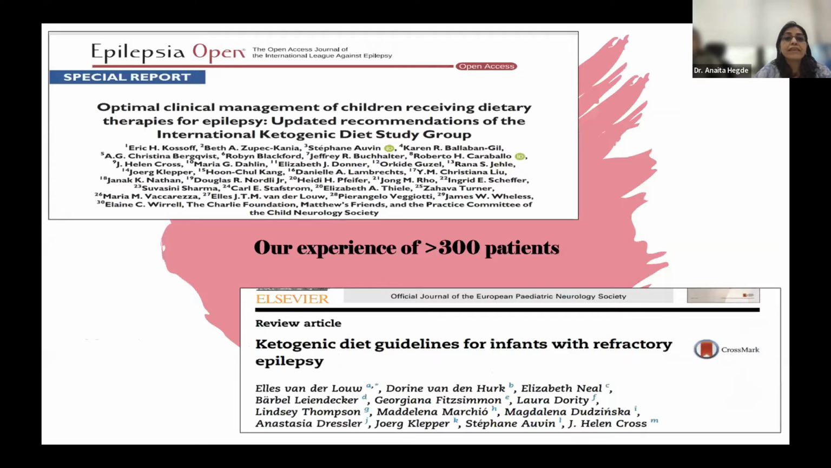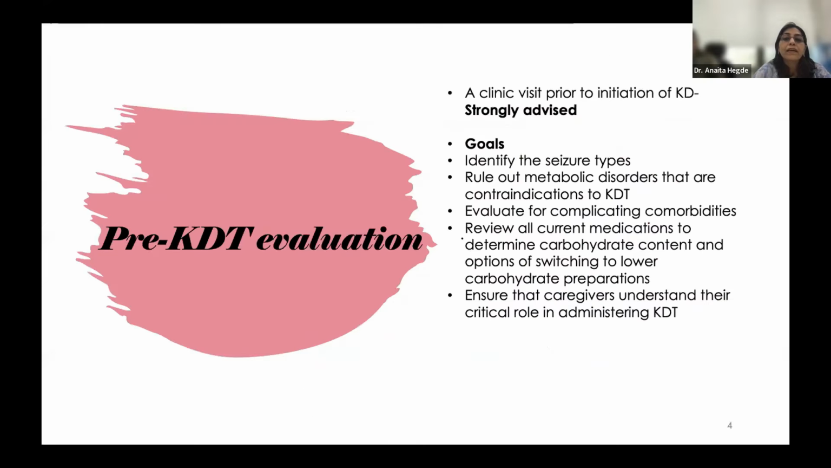So our references are Epilepsy Open, the study published, Optimal Clinical Management of Children Receiving Dietary Therapies for Epilepsy by Dr. Eric Kossoff et al. The Ketogenic Diet Guidelines for Infants with Refractory Epilepsy by Alice Vanderloo et al. And our experience with the 300 patients we have seen over the last 10 to 15 years.